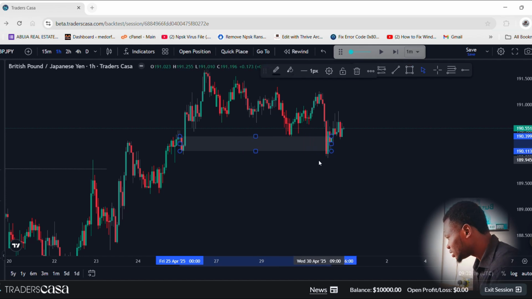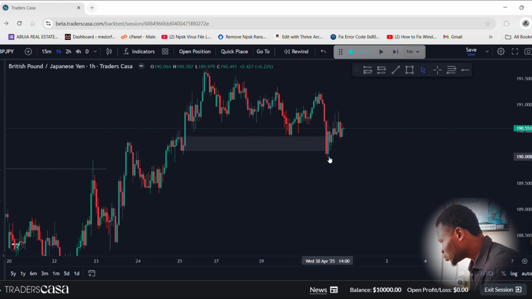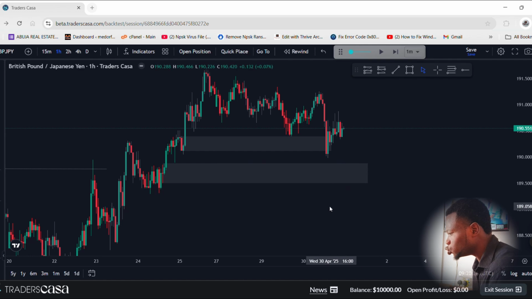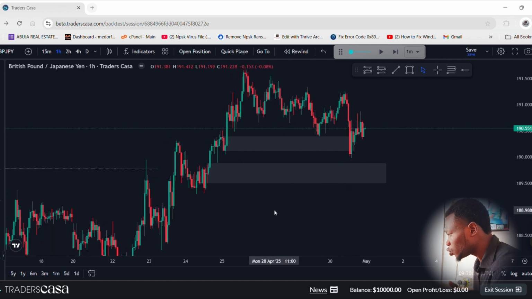You know, if you had marked out this zone and wanted to take a trade from here, price could have taken you out. Then we have another zone here. So what are we anticipating? Where are you thinking that price will react from?